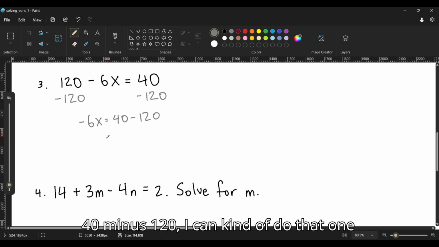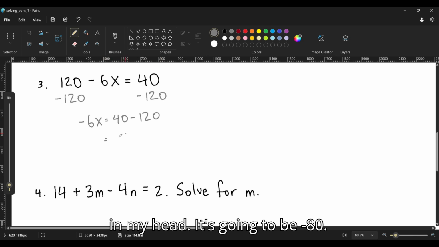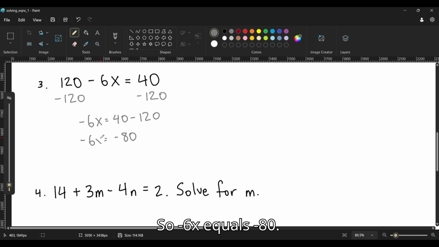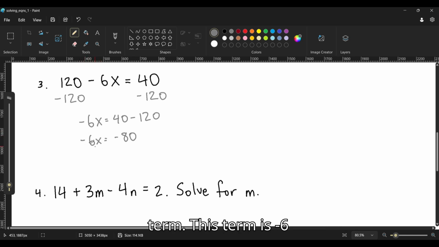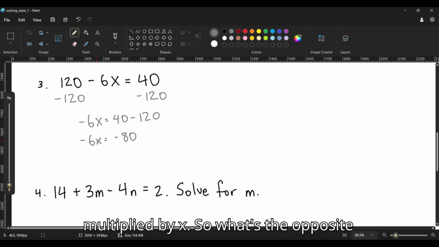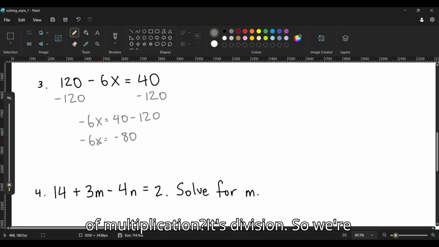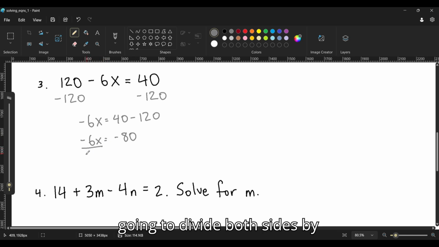Minus 120, I can kind of do that one in my head. It's going to be -80. So -6x equals -80. After this, we want to isolate the variable, right? But we are locked in this term. This term is -6 multiplied by x. So what's the opposite of multiplication? It's division. So we're going to divide both sides by -6.